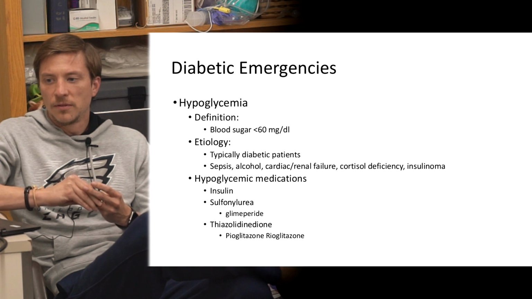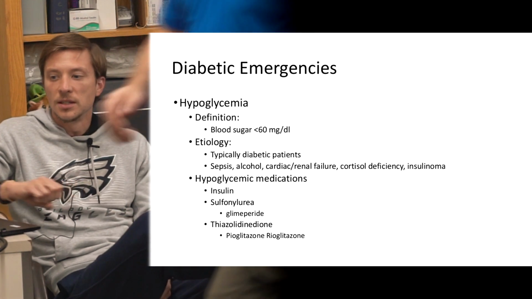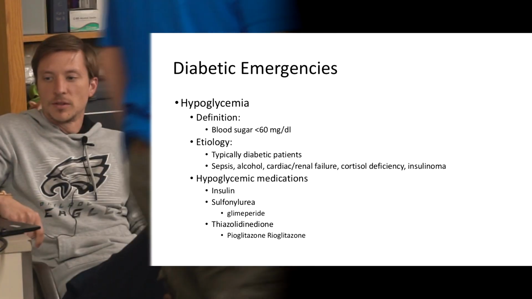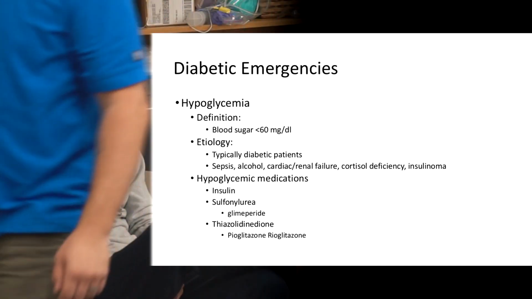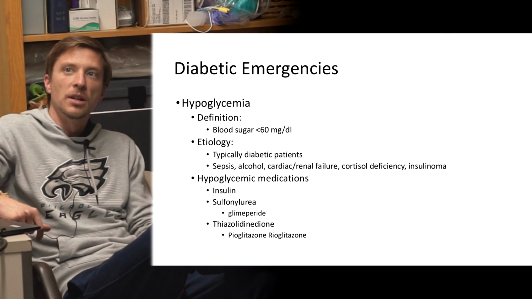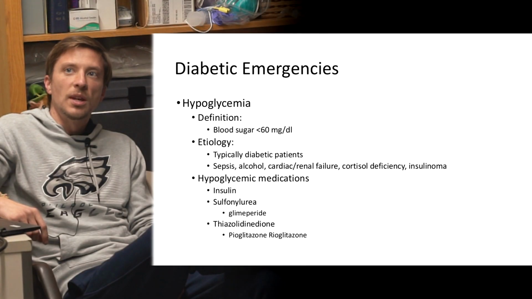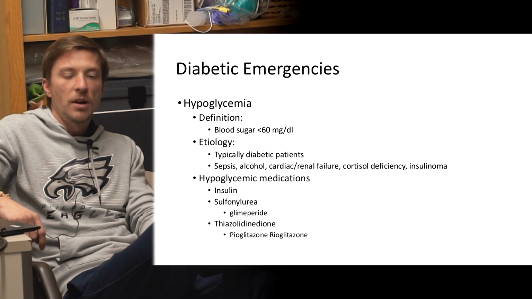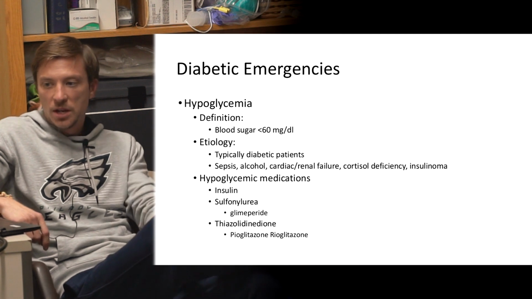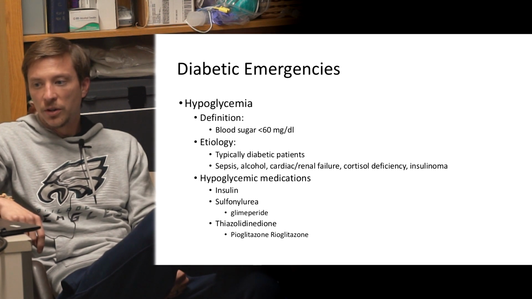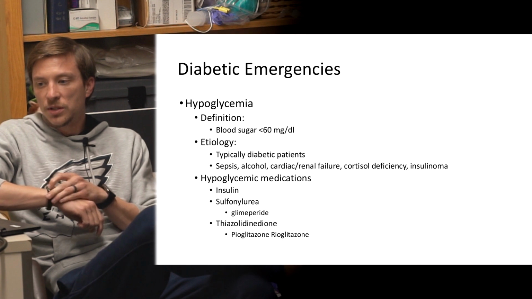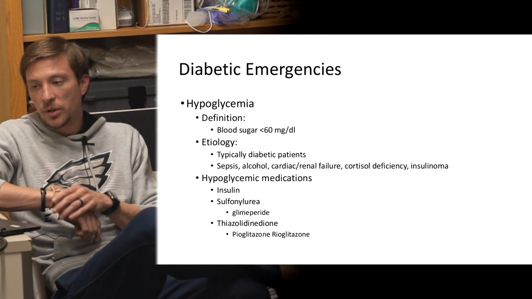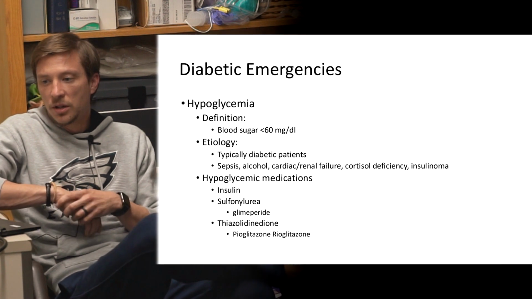So, definition: hypoglycemia is blood sugar less than 60. Etiology: typically it's from diabetic patients, although some patients that are not diabetic can be hypoglycemic as well. Sepsis is a common cause of hypoglycemia. People that are drinking a lot of alcohol can become hypoglycemic. Cardiac and renal failure, cortisol deficiencies, and an insulin-secreting tumor, called an insulinoma, can also cause hypoglycemia.